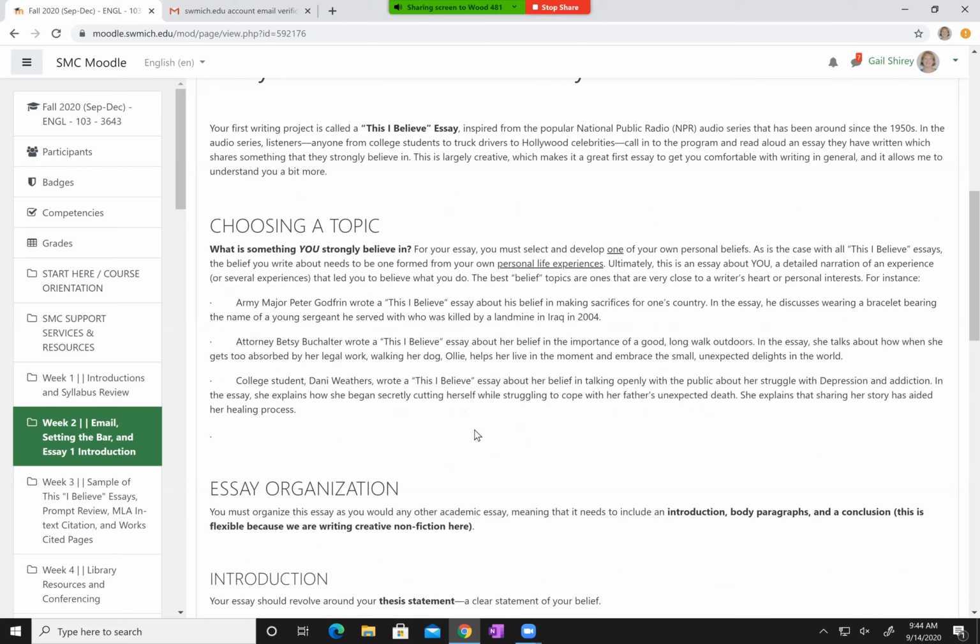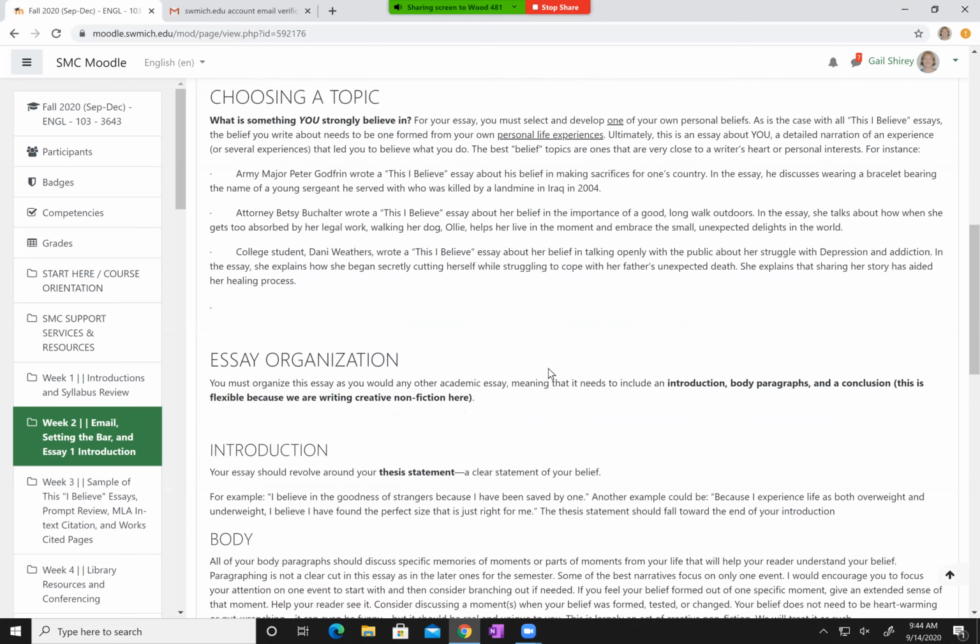Okay, essay organization. There are some criteria for this. You need to organize the essay as you would do any other academic essay, meaning I want to see an introduction, I want body paragraphs in support, and I want a conclusion. Now the conclusion is a little flexible because we're writing creative nonfiction here. So you can be creative in this, in the fact that you're going to be using descriptors and adjectives, and you want the person to visualize things.